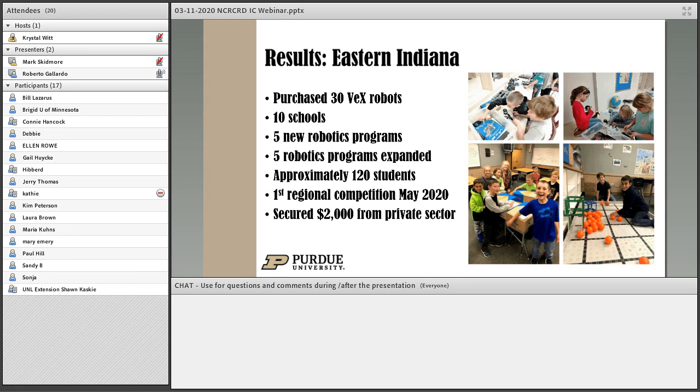They purchased 30 robots. They've worked with 10 schools. They launched 5 new robotics programs. They expanded existing programs. They've reached approximately 120 students, and they secured $2,000 from a private sector company to help them leverage the money that the NCRCRD provided.